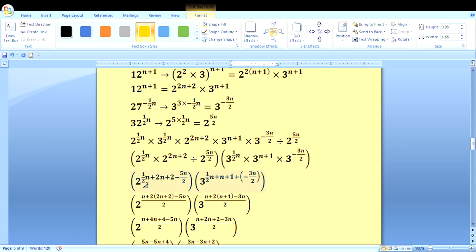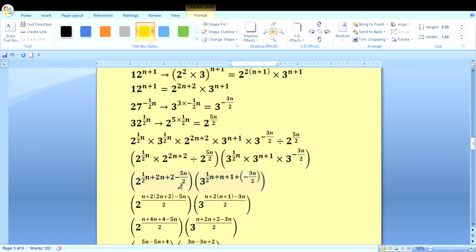Okay. Now since for 2 we have a common base, here we operate the exponents. Multiplication becomes plus: half n plus 2n plus 2. Division becomes minus 5n over 2. For 3, we have 3 raised to half n plus n plus 1 plus open bracket minus 3n over 2 as the power here. Okay, now if you observe carefully, this is fraction half n, this is fraction minus 5n over 2, but this is a whole, so this one means divide by 1.